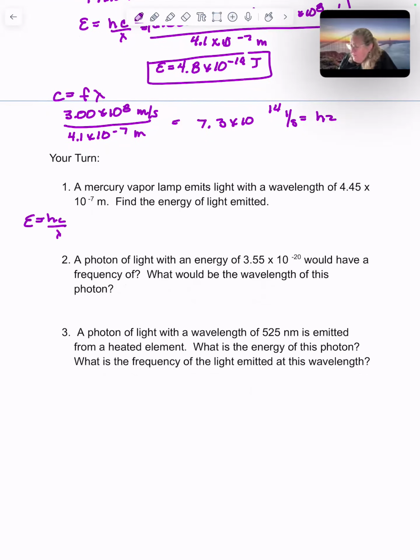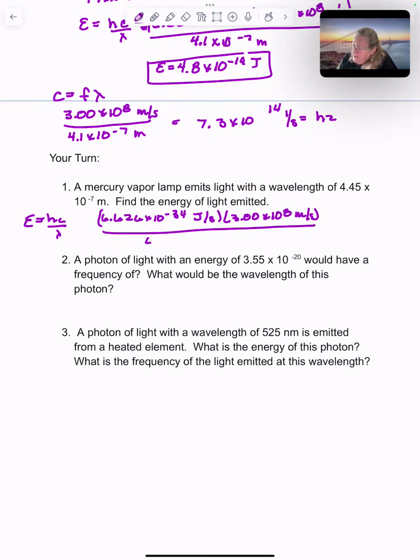We've got the wavelength already in meters, so we're just going to do the 6.626 times 10 to the negative 34 joule seconds times our speed of light, 3.00 times 10 to the 8th meters per second. And we're going to divide that by our wavelength, 4.45 times 10 to the minus 7 meters. We have three significant figures, so we want 3 in our answer. So we go ahead and run the calculator.